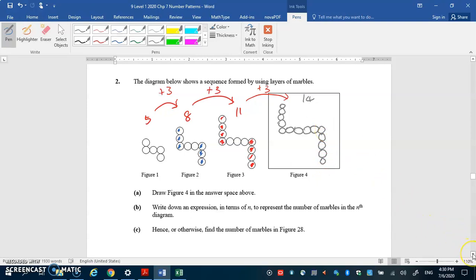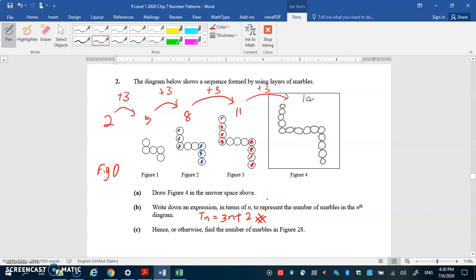That's part A done. Part B, represent the number of marbles and find the nth term, right? So nth term will just be 3n because common difference is 3. And then figure 0, I would have how many circles? 5 minus 3, I would have had 2. Okay, so my 0th term is 2, right? So it's just 3n plus 2.